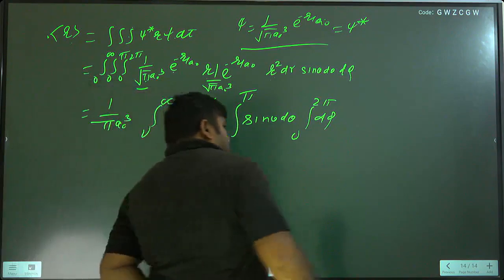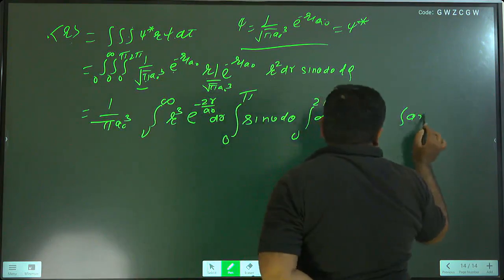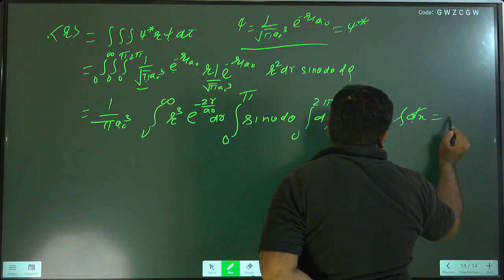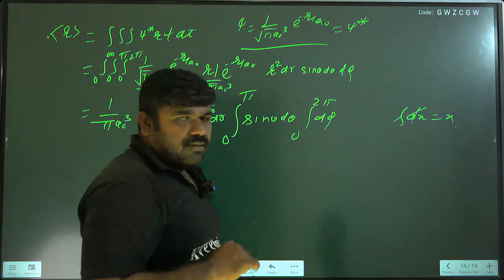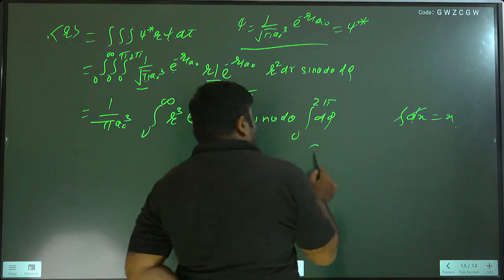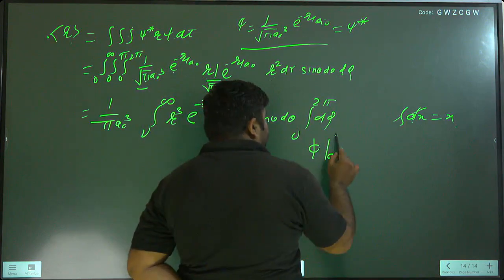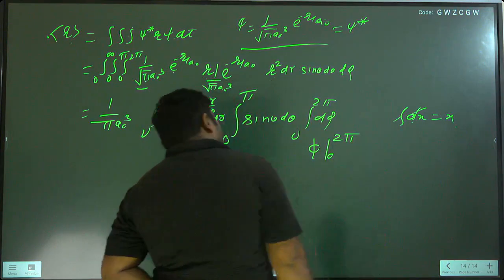Suppose we have dx. So what is the integration of dx? The d and the integration get cancelled. Simply we get x. Similarly, the d phi integration: the d and the integration get cancelled. We get phi, with limit 0 to 2 pi. Is the first one understood?